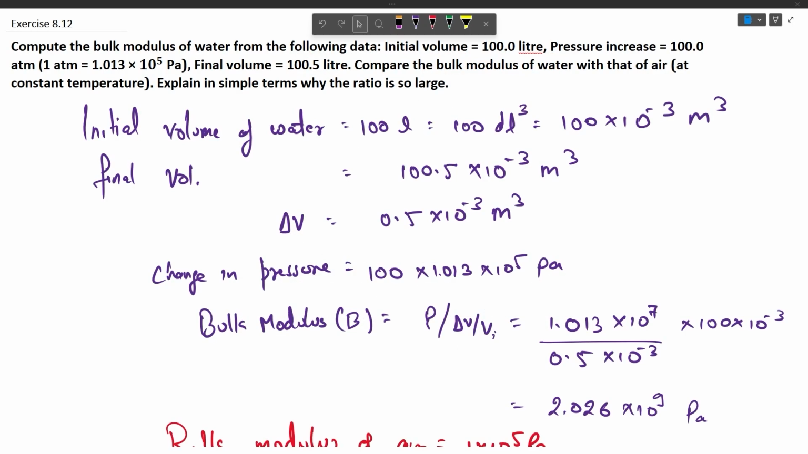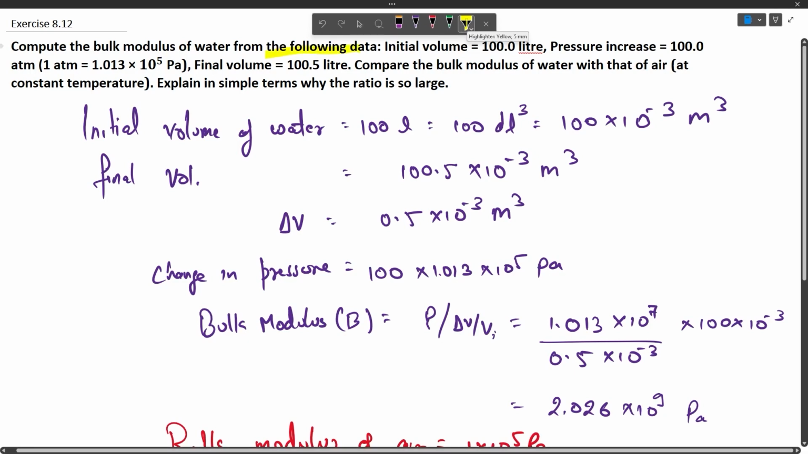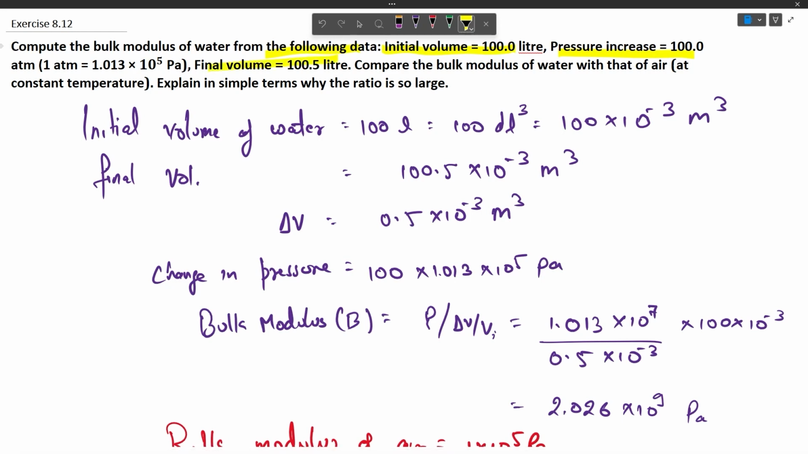The question says that compute the bulk modulus of water from the following data. The initial volume is given, the pressure increase is given, the final volume is given, and we also need to compare the bulk modulus of water with that of air at constant temperature. And the constant temperature is given such that we can assume that the air is not expanding, and explain in simple terms why the ratio is so large. That is the ratio of bulk modulus of water to that of the air.